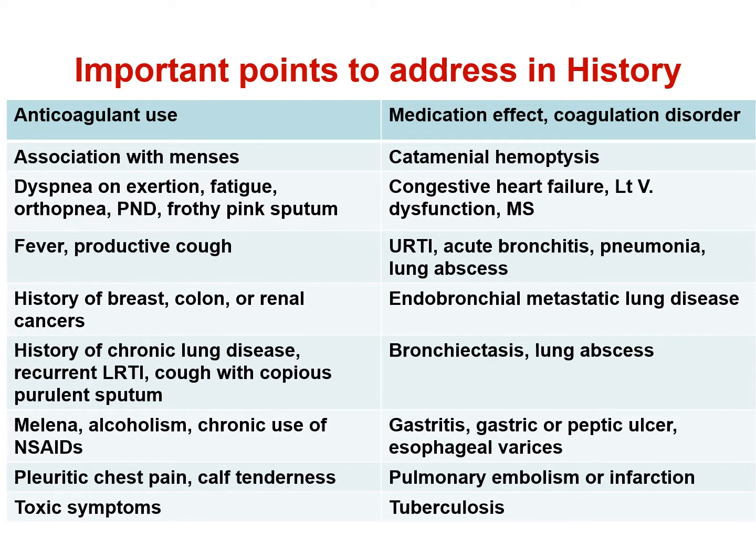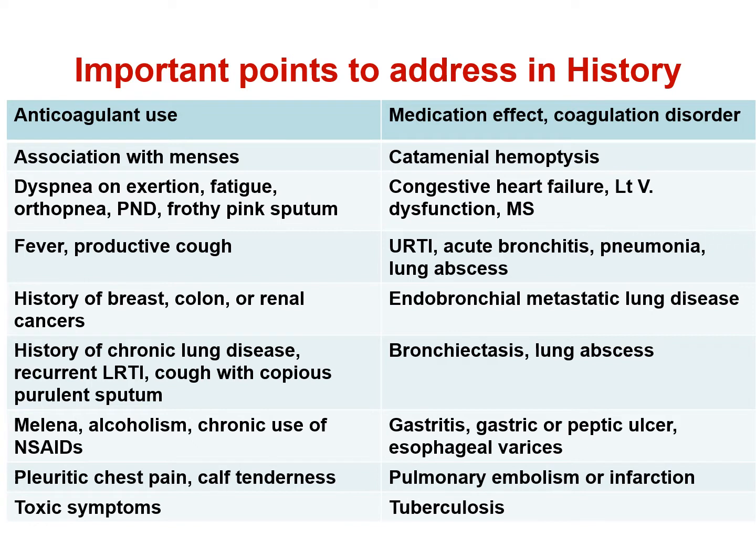If your patient has a history of fever and productive cough, upper or lower respiratory tract infection, acute bronchitis, or lung abscess may be suspected. If your patient has a history of breast, colon, or renal cancers, endobronchial metastatic lung disease may be suspected. A patient with a history of chronic lung diseases, recurrent lower respiratory tract infection, cough, or copious purulent sputum, the differential diagnosis may be bronchiectasis or lung abscess. And according to the history, I will have an investigation to confirm this differential diagnosis.